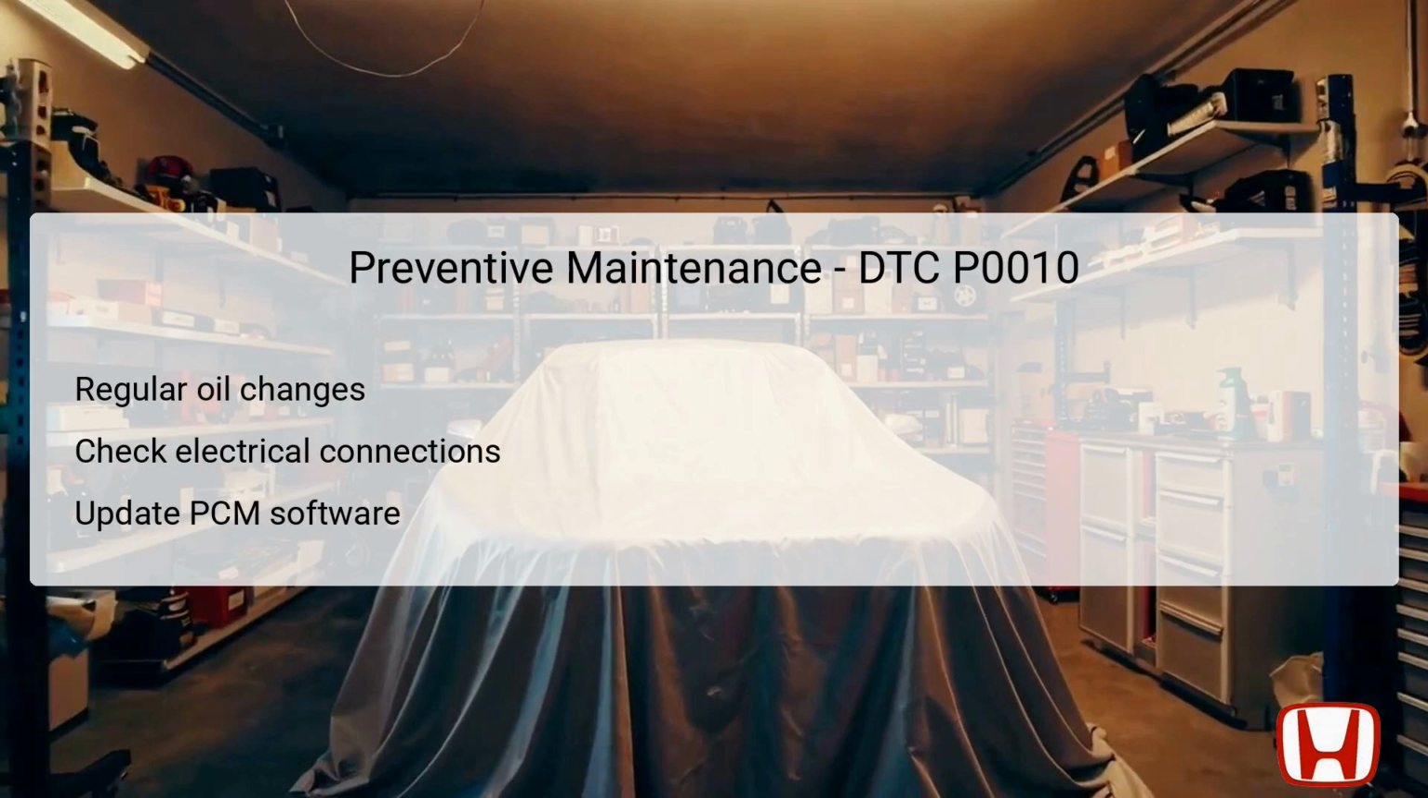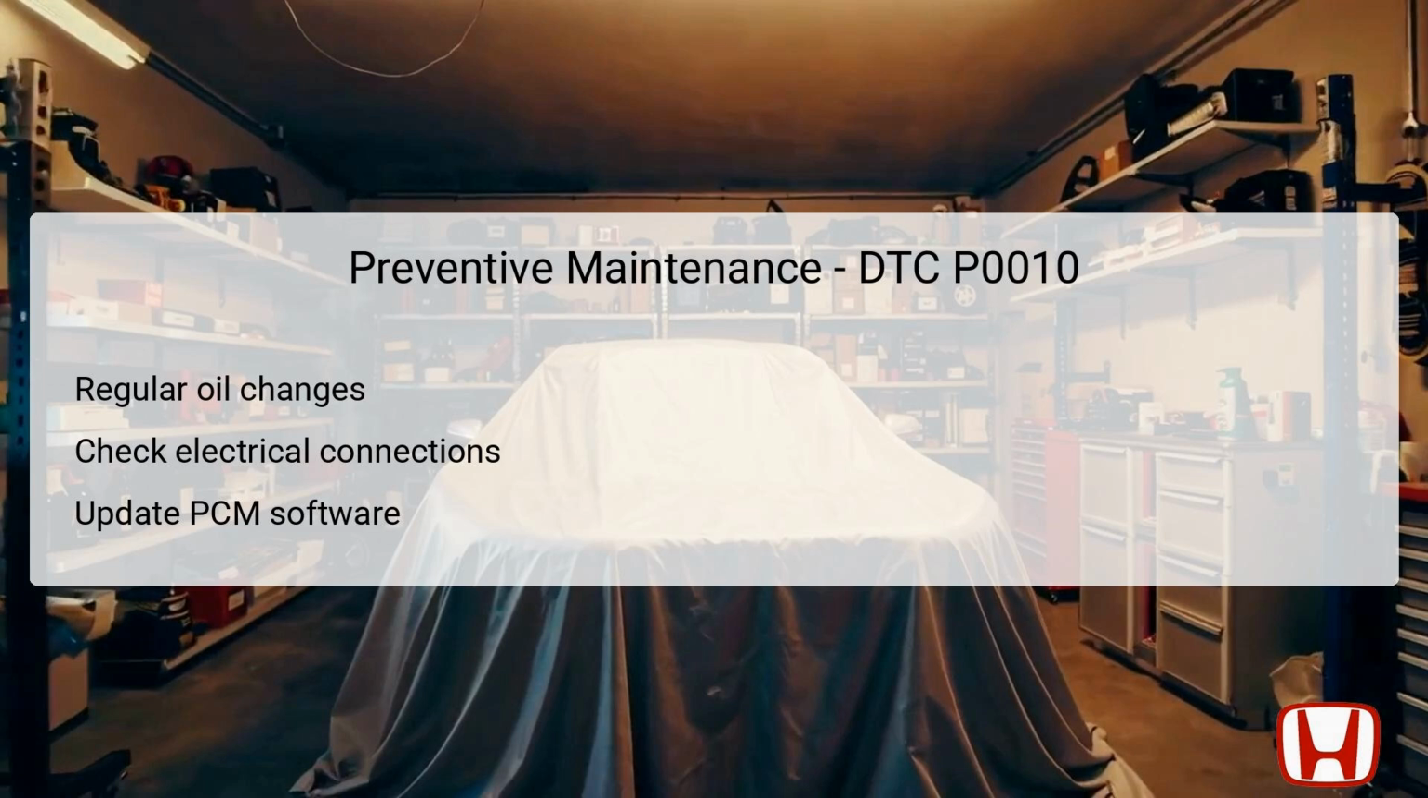Preventive maintenance is essential in keeping the VTC system functioning at its best and avoiding the recurrence of DTC P0010. One of the most effective strategies is to schedule regular oil changes, using the recommended oil type to minimize sludge and debris that can clog the solenoid valve. It's also crucial to periodically check for any wear and tear in electrical connections and wiring associated with the VTC system to ensure optimal performance.